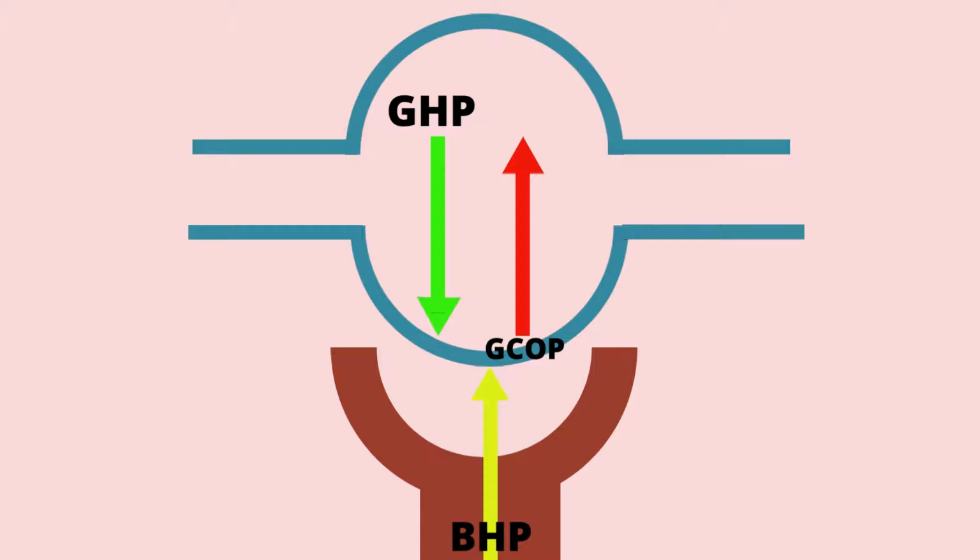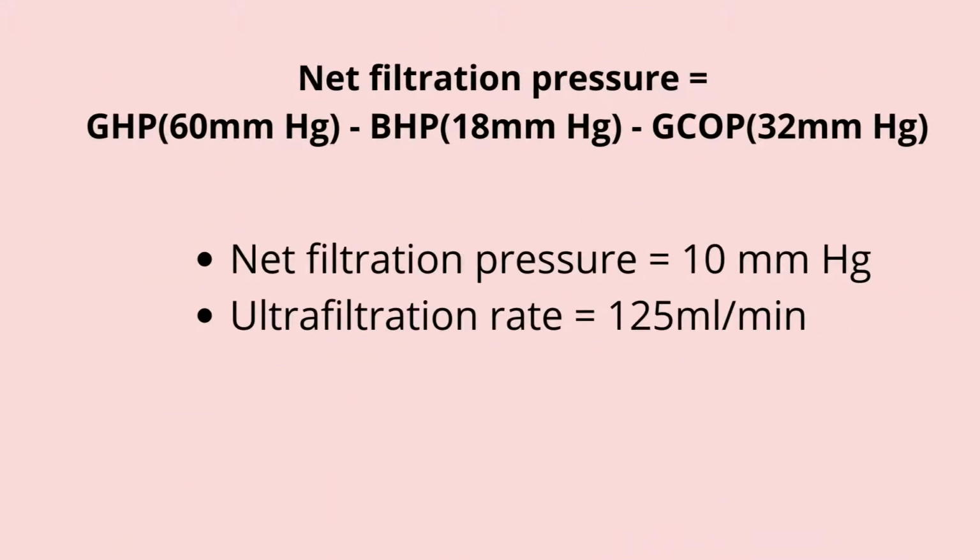It is obstructing that. The net filtration pressure can now be understood as the glomerular hydrostatic pressure minus the pressures which oppose it, which are the Bowman's hydrostatic pressure and the glomerular colloid osmotic pressure. The glomerular hydrostatic pressure is normally about 60 millimeters of mercury, whereas you can see the other values. So the net filtration pressure is 10 millimeters of mercury. This is the effective pressure that helps push fluid out and helps in filtration. The ultrafiltration rate is about 125 ml per minute.